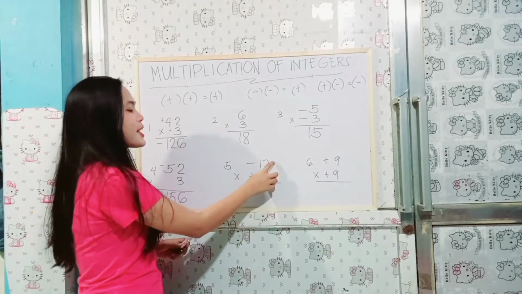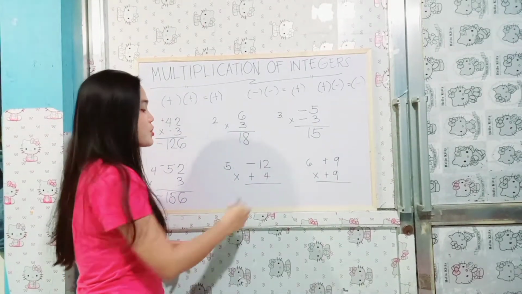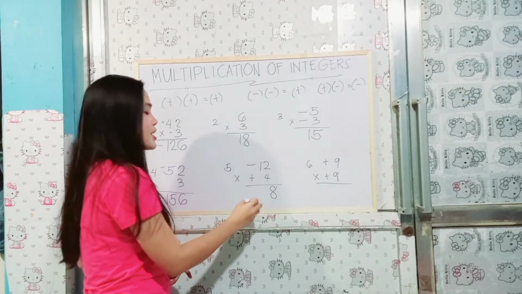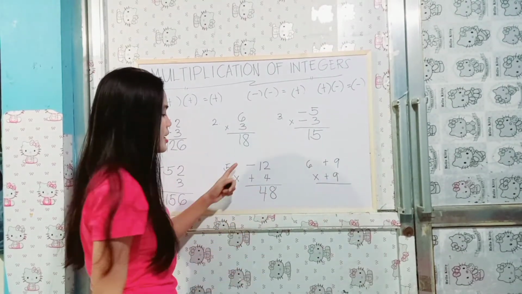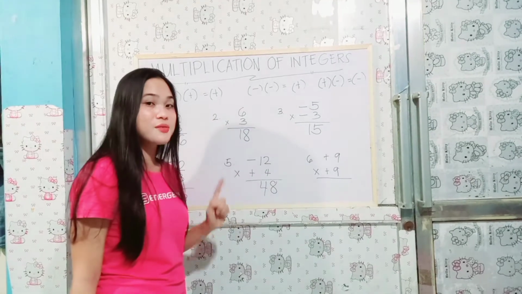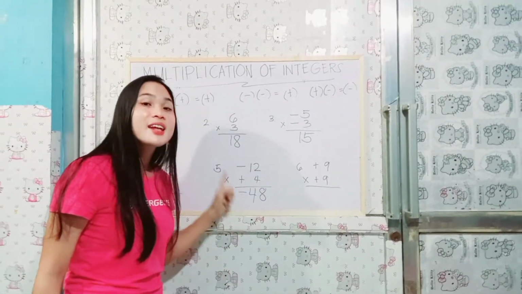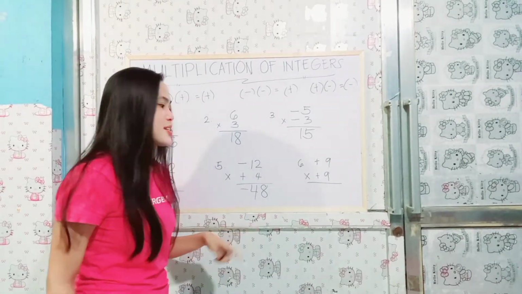Okay, next, we have here negative 12 times positive 4. Let's multiply the absolute value. 4 times 2 is 8. 4 times 1 is 4. Negative times positive, the answer is negative because the signs are different.